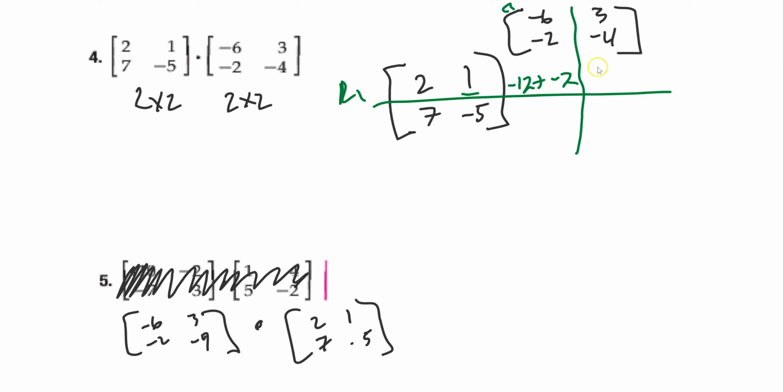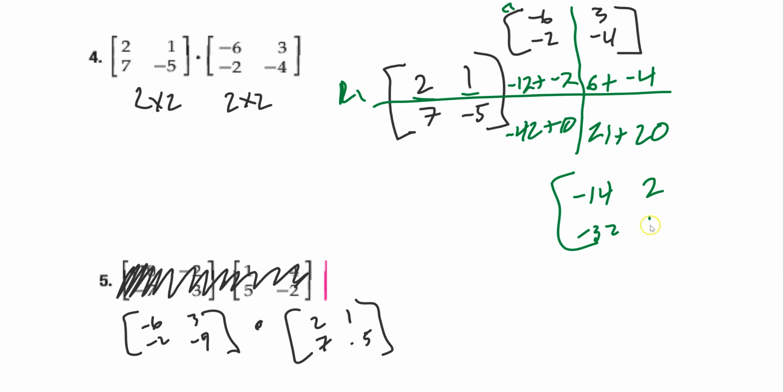So right now I'm going to do the one right here. Multiply the first two. 2 times 3 is 6. Move on. 1 times negative 4 is negative 4. Down here, multiply the first two, negative 42, and then you move on to the next two, 10. And you're always adding. The last one here, 7 times 3 is 21, plus negative 4 times 5 is negative 20. So we get the answer of negative 14, 2, negative 32, and 41. Right? So negative 14, 2, negative 32, 41.